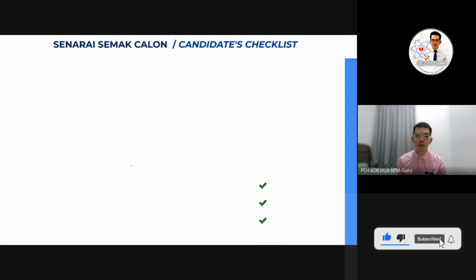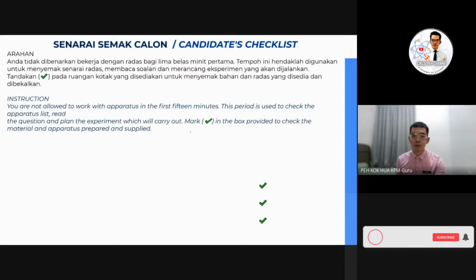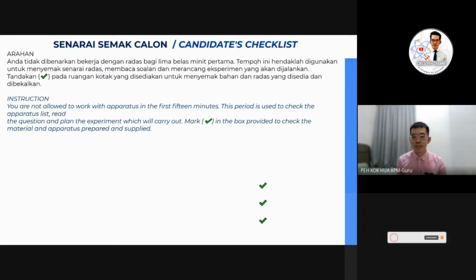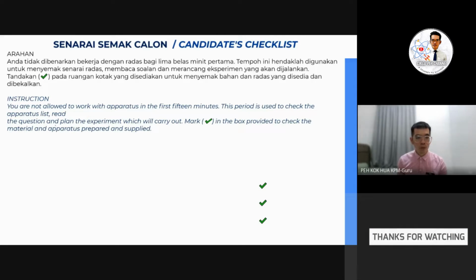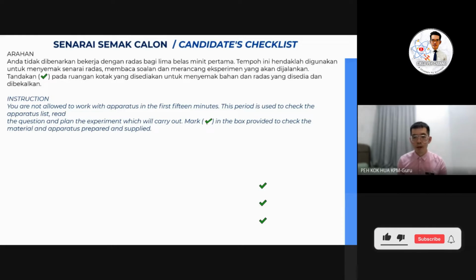Okay, so let us go through together what's the question I'm going to ask in my discussion today. As you know, the candidate will get a checklist here. So let us go through the question together. The instruction here: you are not allowed to work with apparatus in the first 15 minutes. This period is used to check your apparatus list, read the question, and plan the experiment which you will carry out. Mark in the box provided to check the material and apparatus prepared and supplied.